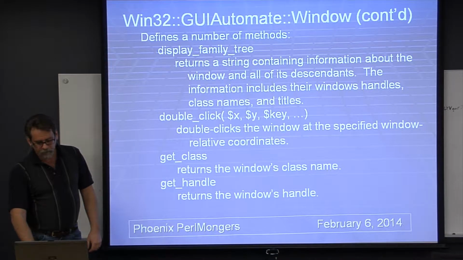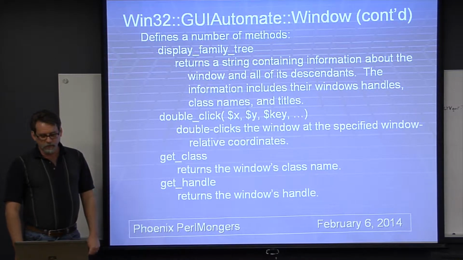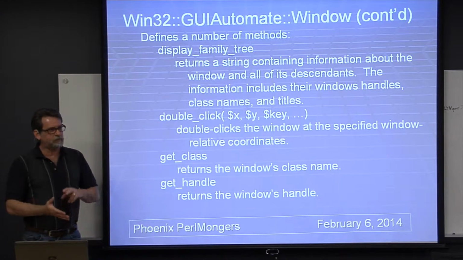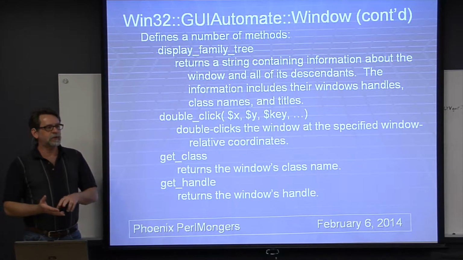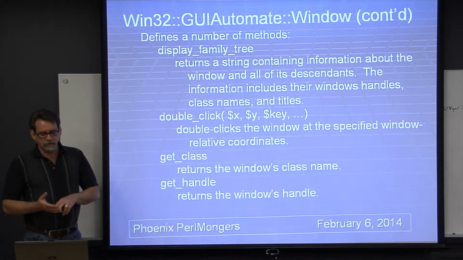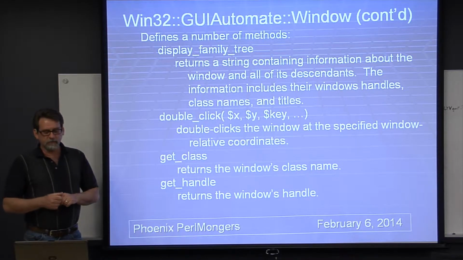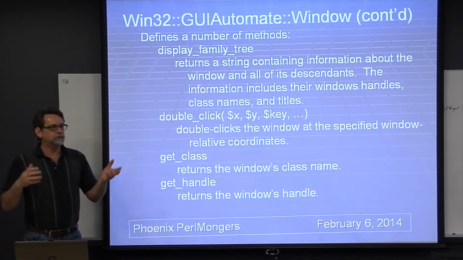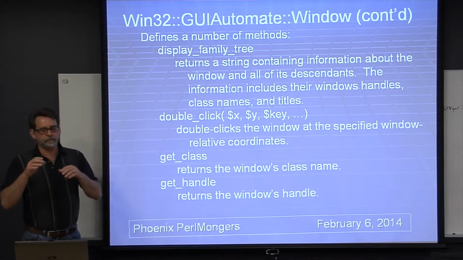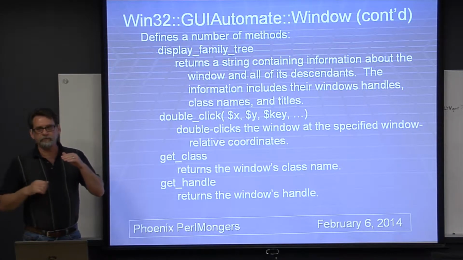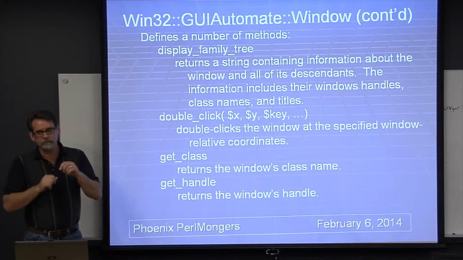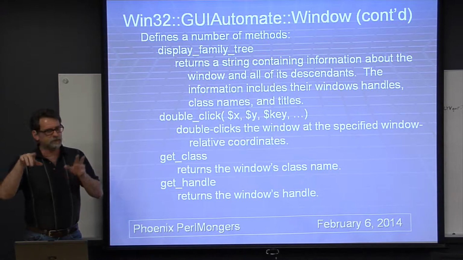There's quite a few methods in this one. DisplayFamilyTree is a critical method because, again, you have to know what you're looking for ahead of time. Typically, you have to know the class name. You probably know what the title is, but the class name is the hard one to find. Once you find a window, you can call DisplayFamilyTree, and it returns a string that you can print out, a nice little map of all the windows underneath that window. Then you can look through that list and say, okay, here's the one I want. Its class is this, and its title is this, just to make sure.